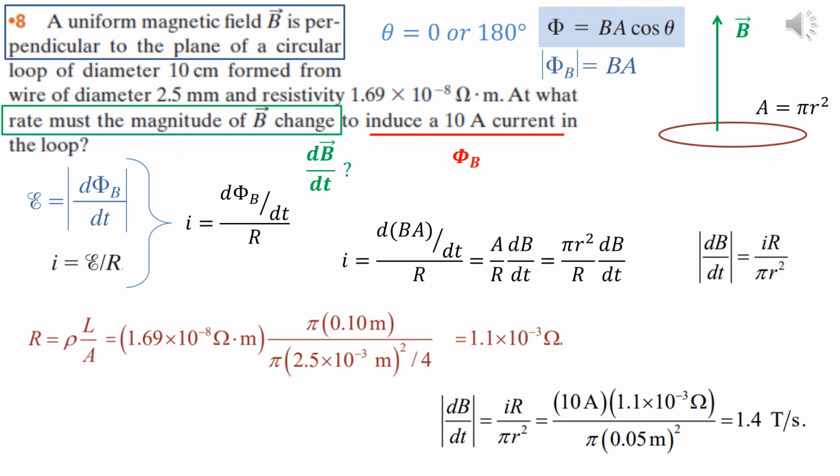Now since I have the current, the resistance and the area, I can find dB over dt. It is 1.5 Tesla per second.